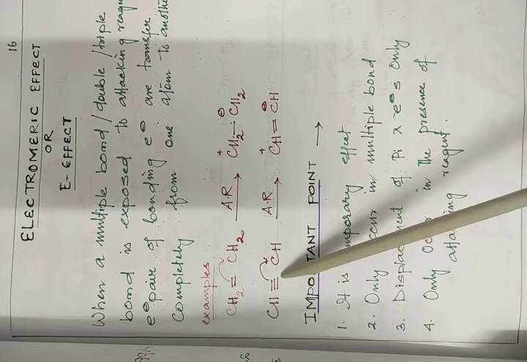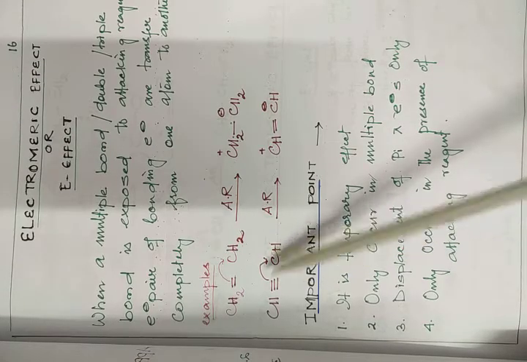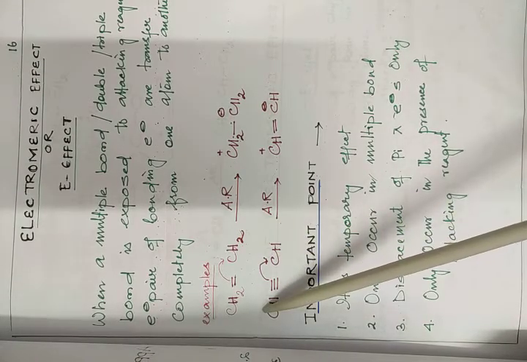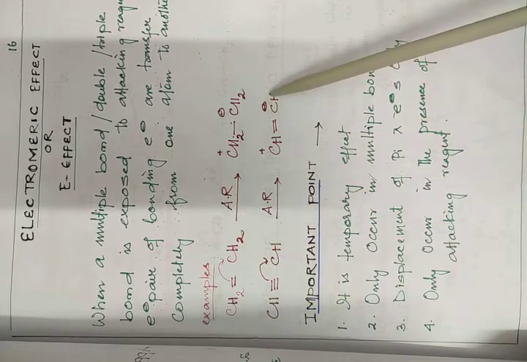Similarly, for the triple bond, the electrons are given to one side. This one will have a positive charge, and then the next one will have a negative charge.